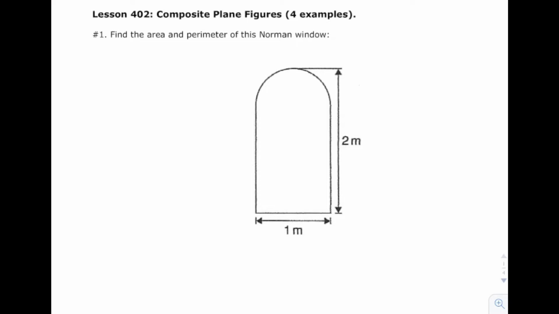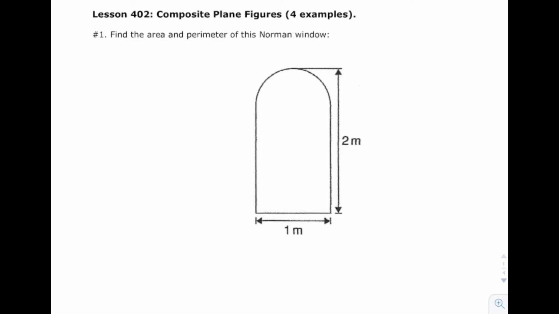So let's start. I think 4 examples this time. So here's a nice problem here. What do we got here? Find the area and the perimeter, so it's a 2 for special, of this, what's called a Norman window. Must have been built by a guy named Norman or something, right?